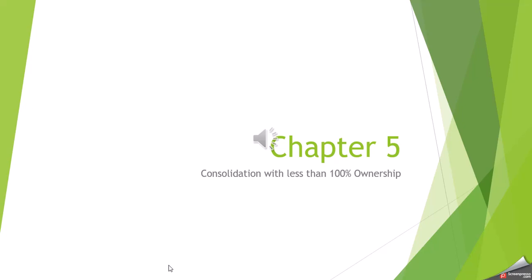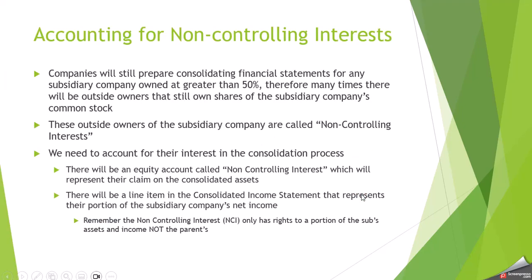Now, chapter 5, we're going to take all of the information that we have learned up through chapter 4, and we're going to use those exact same entries, those exact same consolidating entries, but now we don't own 100% of the subsidiary company for the parent. So what we have is that we might own 50% or 60%, but there is another 50 or 40 or 30% stockholders out there who still have an interest in that subsidiary company. And this is by and far the most common way, because rarely can a company get all 100% of the stock outstanding. So there are going to be what we call non-controlling interests.